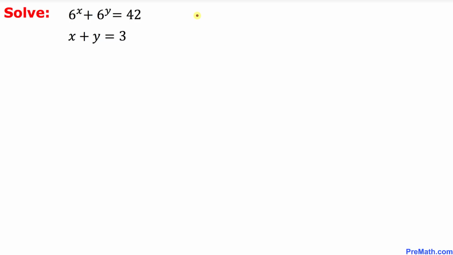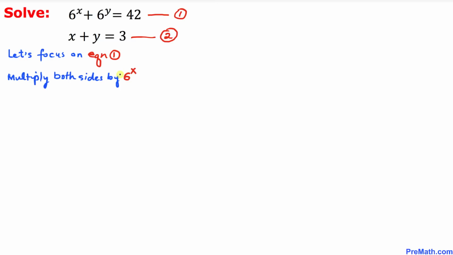And here's the very first thing we are going to do. Let me call this first equation equation number 1, and this second equation I'm going to call equation number 2. And here's our next step. Let's focus on equation number 1, which is right up here. Now we are going to multiply both sides of this equation 1 by 6 power x.